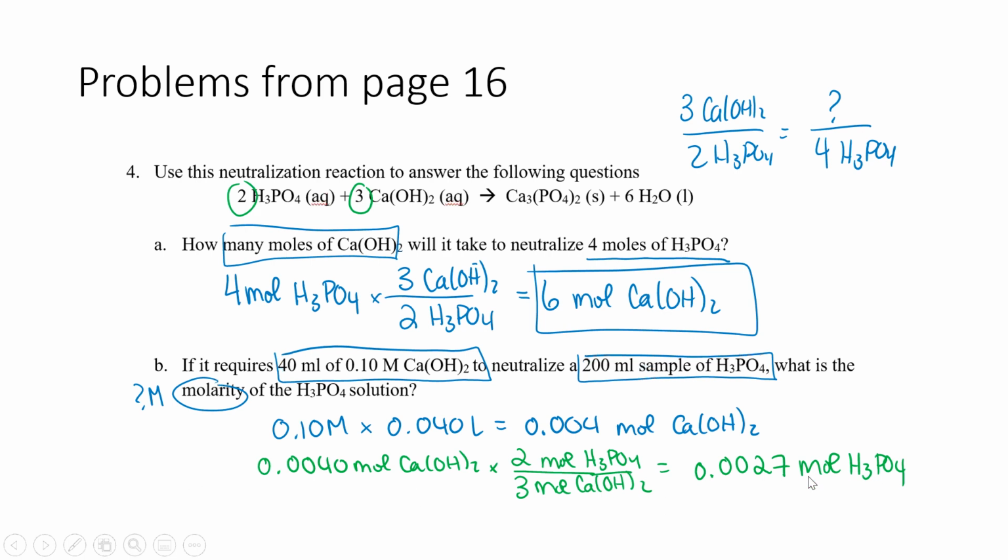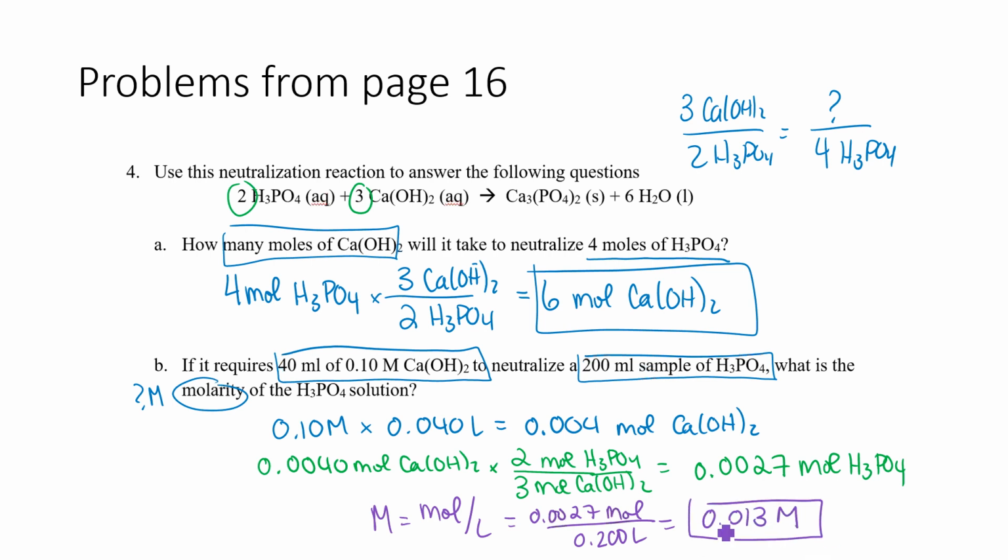So if that's how much H3PO4 was present in this solution, what is the molarity? Well, the molarity is the moles per liter. So we've got 0.0027 moles of H3PO4 divided by 0.2 liters. So that gives us 0.013 molar. So that's the concentration of our H3PO4 there.